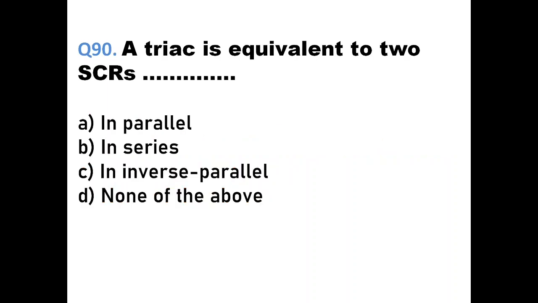Then we'll go to question number 90. A TRIAC is equivalent to two SCRs. We have seen the symbol of TRIAC. A TRIAC is equivalent to two SCRs, but whether the SCRs are in parallel, or in series, or in inverse parallel, or none of the above. So it is bidirectional, which means it has to be inverse parallel. A TRIAC is equivalent to two SCRs which are in inverse parallel. So here the option will be C, in inverse parallel.